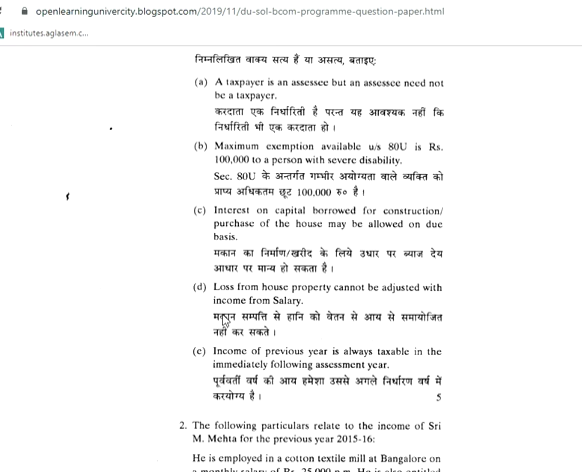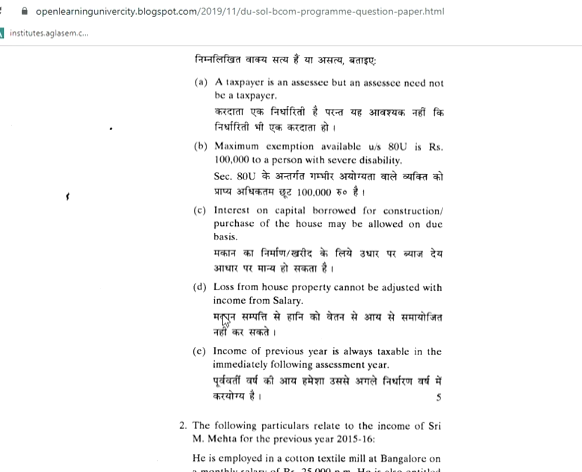Then B: maximum exemption available under section 80U is rupees 1 lakh for a person with severe disability. Part C: interest on the capital borrowed for the construction or purchase of the house may be allowed on a due basis. Then part D: loss from house property can't be adjusted with income from salary. Then part E: income of the previous year is always taxable in the immediately following assessment year.